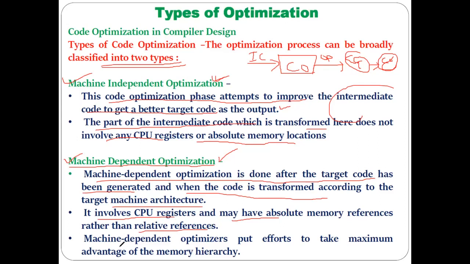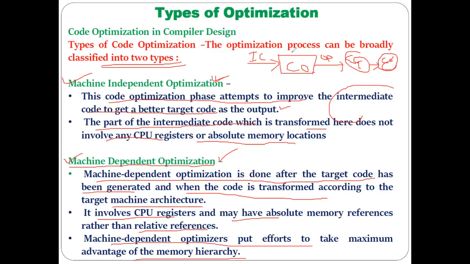Okay. So the machine dependent optimizer puts effort into making maximum advantage of the memory hierarchy. The optimization which we perform after the code generation is referred to as machine dependent optimization. And through this machine dependent optimization, modification can be done on the finally generated target code, so that the execution speed can be improved.